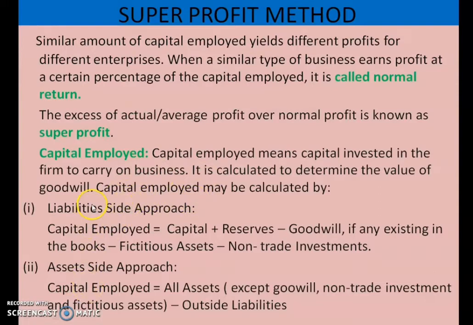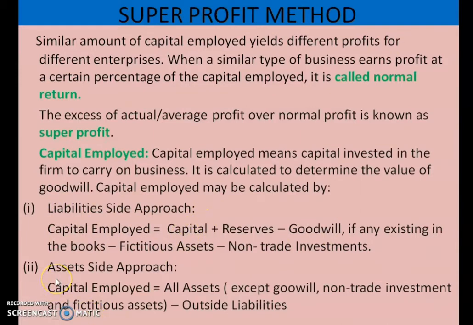So two approaches are available to calculate the amount of capital employed. The liability side approach and the asset side approach. In the liability side approach, the formula goes this way. Capital employed is equal to capital plus reserve minus goodwill, if any exists in the books. If the balance sheet has some old goodwill, that will have to be deducted, minus fictitious assets, minus non-trade investment. So this is the formula to be used to calculate capital employed with the liability side approach.